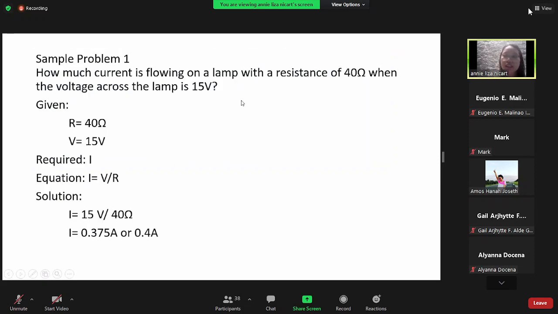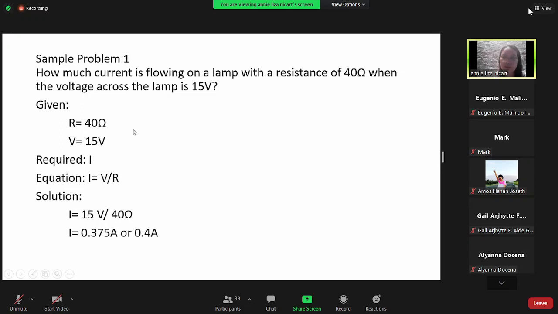Okay, so let's have an example. Sample problem number 1. Hannah Josette, please read the problem. How much current is flowing on a lamp with a resistance of 40 ohm when the voltage across the lamp is 15 volt?